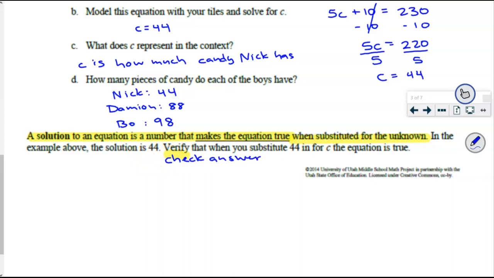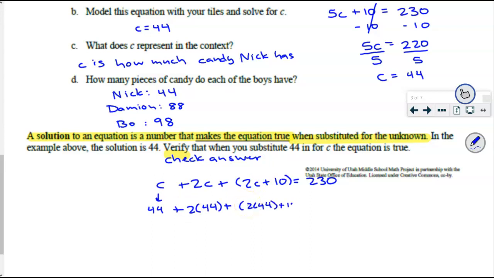And it looks like this. We go back to the original equation, which was C plus 2C plus 2C plus 10 equals 230. But now instead of C, I'm using 44. So 44 plus 2 groups of 44. Pencil should be moving right now. Plus 2 groups of 44 plus 10 should all be equal to 230.